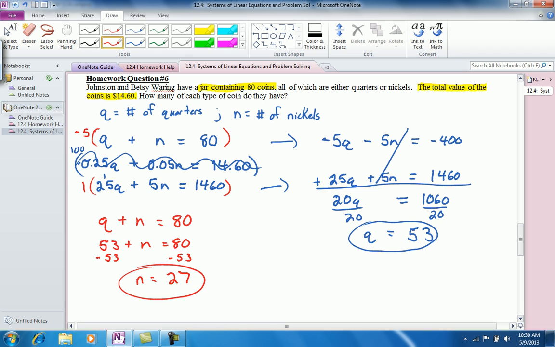So I have determined that in this jar of Johnson and Betsy Waring, there are 53 quarters and 27 nickels. To check myself to know that I'm right, 53 plus 27, if I add those two together, that gives me 80 total coins. If I think about value, 53 quarters, how much money would that be? 27 nickels, how much money would that be? And hopefully if I add that up, I should get $14.60. Think about that for a second, and it should make sense. Hope this helps.